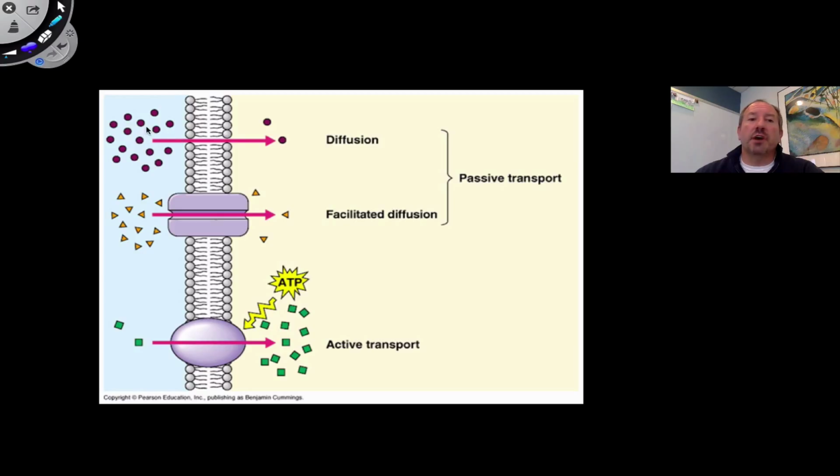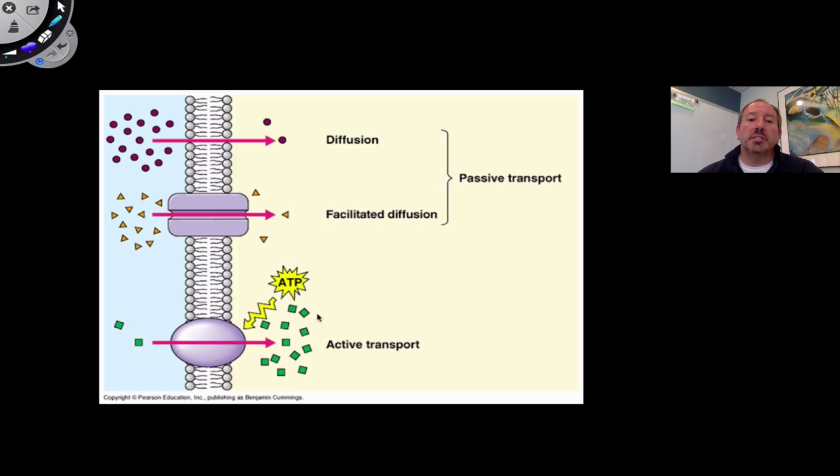Simple diffusion is often for gases, like for example oxygen or carbon dioxide, and water can simply diffuse as well. Facilitated diffusion is what I was just mentioning. In other words, molecules move from high concentration to low, passively, but still need a protein to pass through that phospholipid hydrophobic barrier, such as potassium, for example.